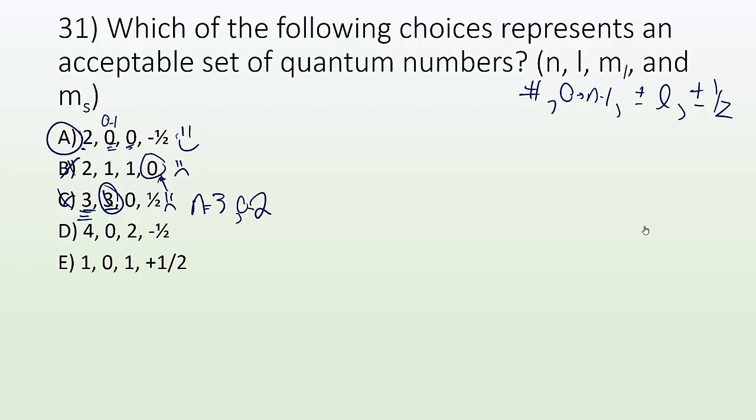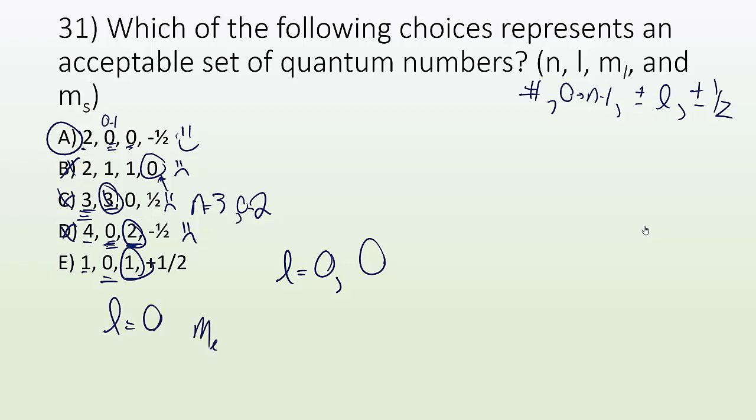Frowny face for C. All right, D, we got 4, 0, 2. Well, if L equals 0, then ML can only be 0. It can't be 2, so the problem there, frowny face for D, can't be D. All right, E: 1, 0, 1, same issue. If L equals 0, then ML can only equal 0 as well, because it's plus or minus 0, it's just 0. So it can't be 1, frowny face for E. Correct answer is A.